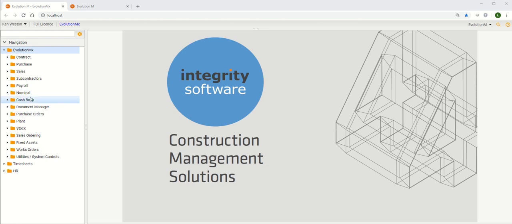The cash book finishes off the 7 core modules by accounting for any additional payments and receipts that need to be made, as well as bank reconciliation.